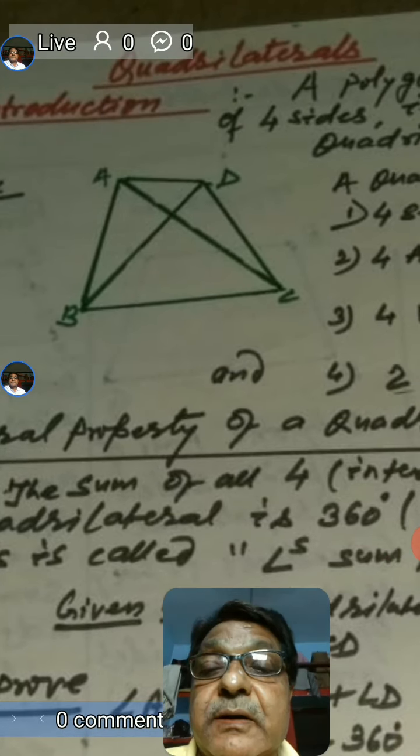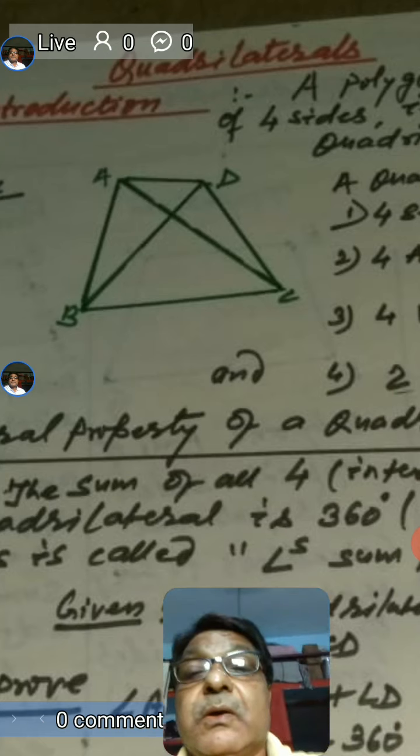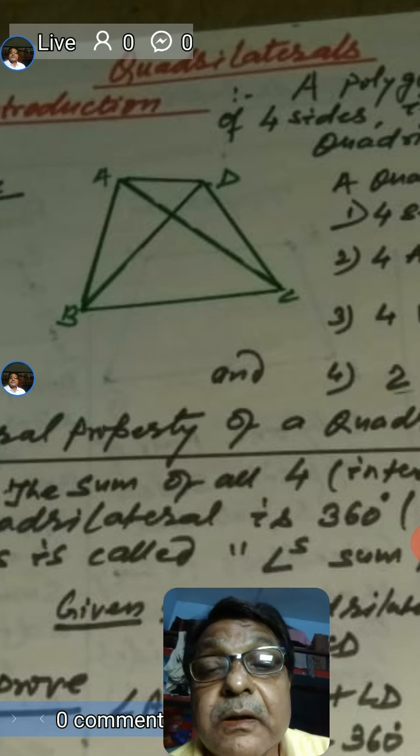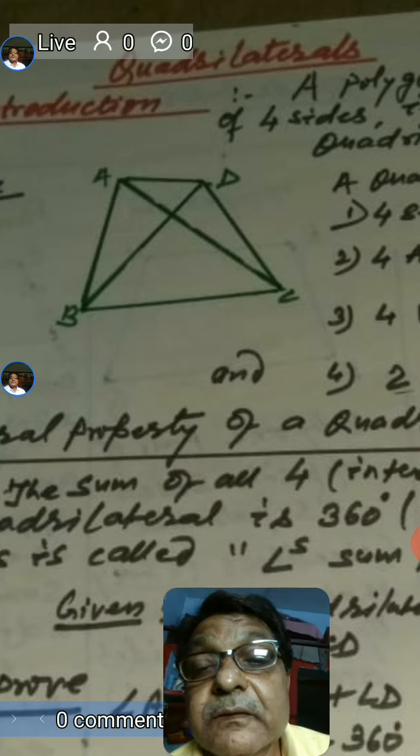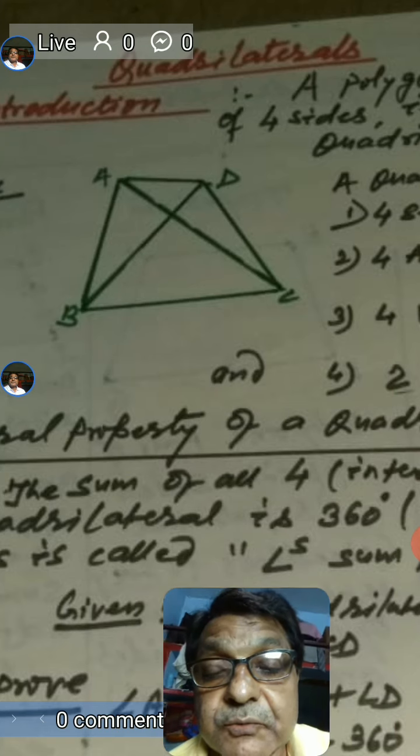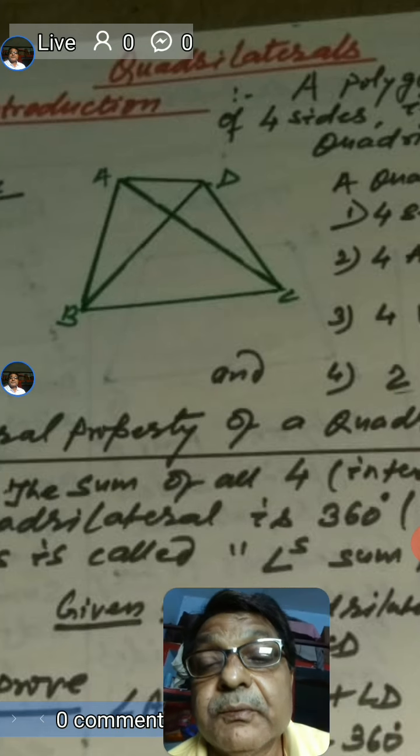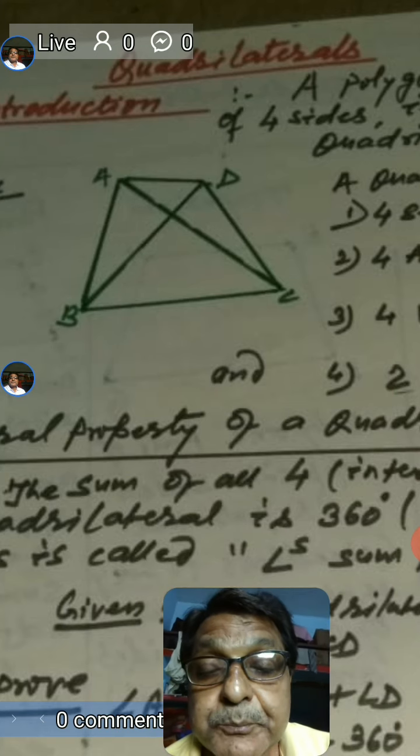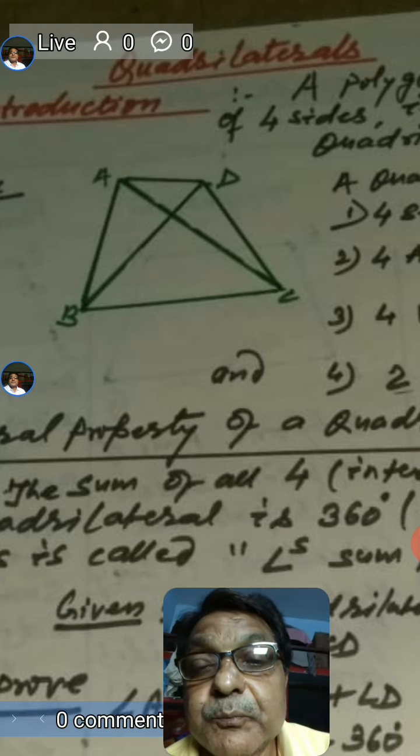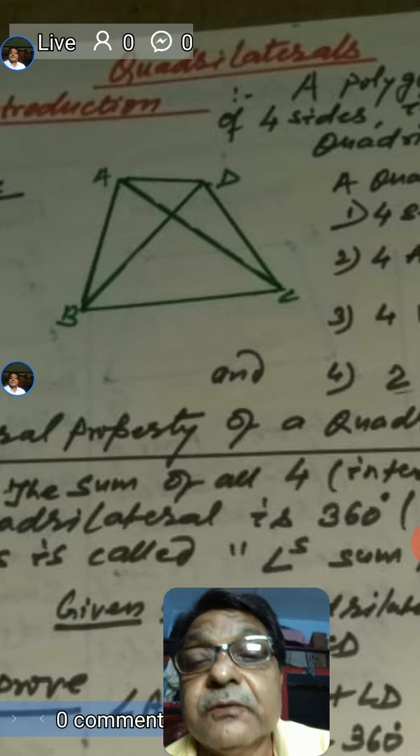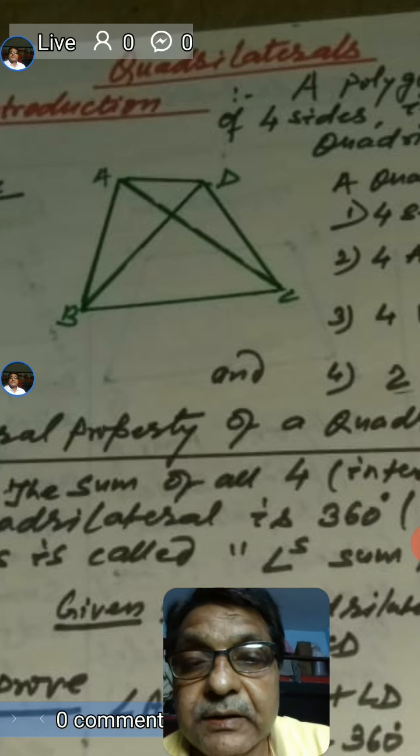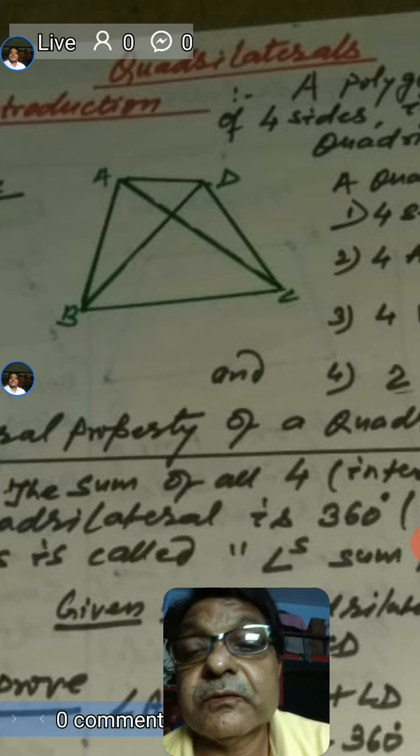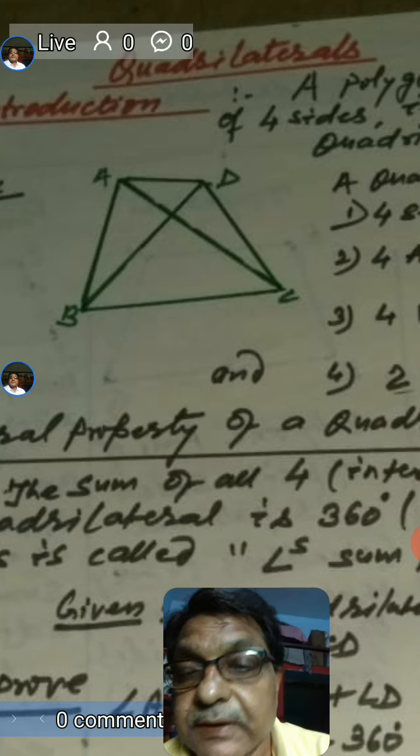Now a quadrilateral has two diagonals also. You know, a diagonal means the line segment which joins two opposite vertices. As in the figure, it is shown by a line segment joining opposite vertices A and C. That is, one diagonal is AC and another joins vertex B and D, so the other diagonal is BD. So in this way, a quadrilateral has four sides, four vertices, four angles, and two diagonals.